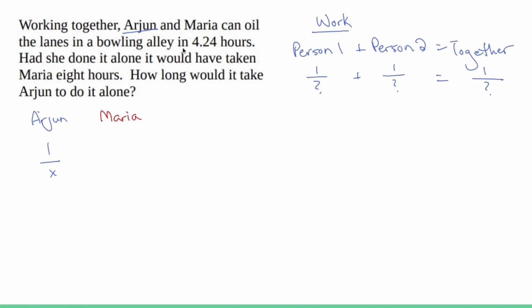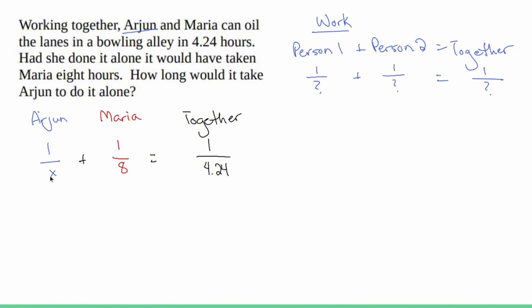It takes Maria 8 hours all by herself, so 1 over 8. You're going to add these two and set it equal to them working together, and them working together is going to be 1 over 4.24. So not the prettiest number, but we'll deal with it the way we have to.